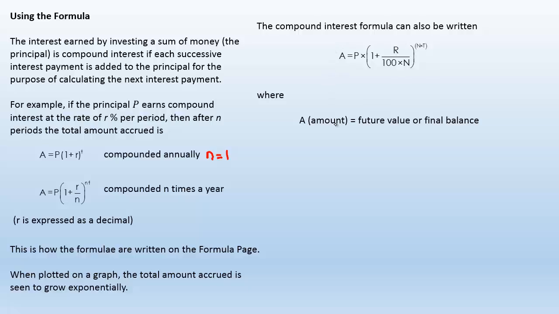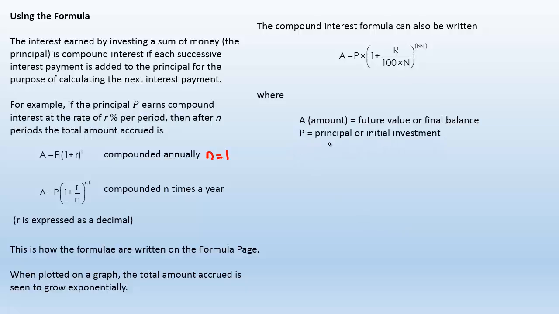That's very different to the simple interest formula, where the formula gives you the interest and then you have to add that to the principal to get the total amount. Here, with this formula, it gives you the total amount. So if you wanted to work out the interest, you would then have to subtract the principal from the total amount.